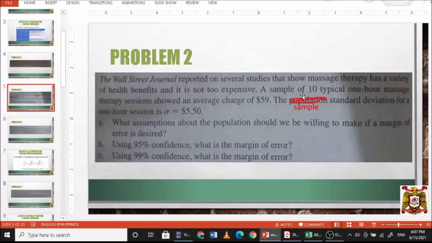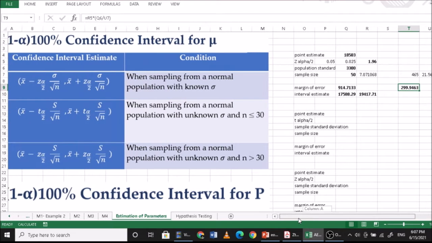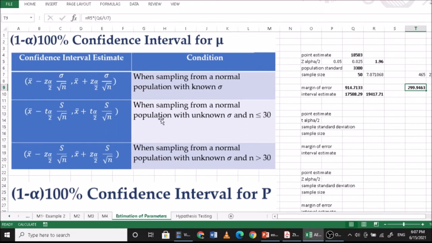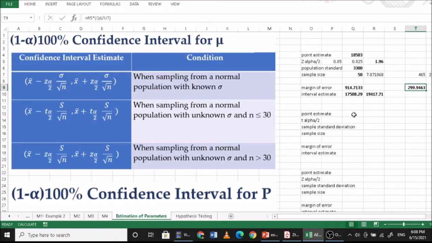Since the population standard deviation was changed to the sample standard deviation, meaning condition 1 is not met, this is now using condition 2, when the sampling is from a normal population, the population standard deviation is unknown, and n is less than or equal to 30. Okay, so the point estimate here is still your mean, so the average charge of $59. So the point estimate is 59.